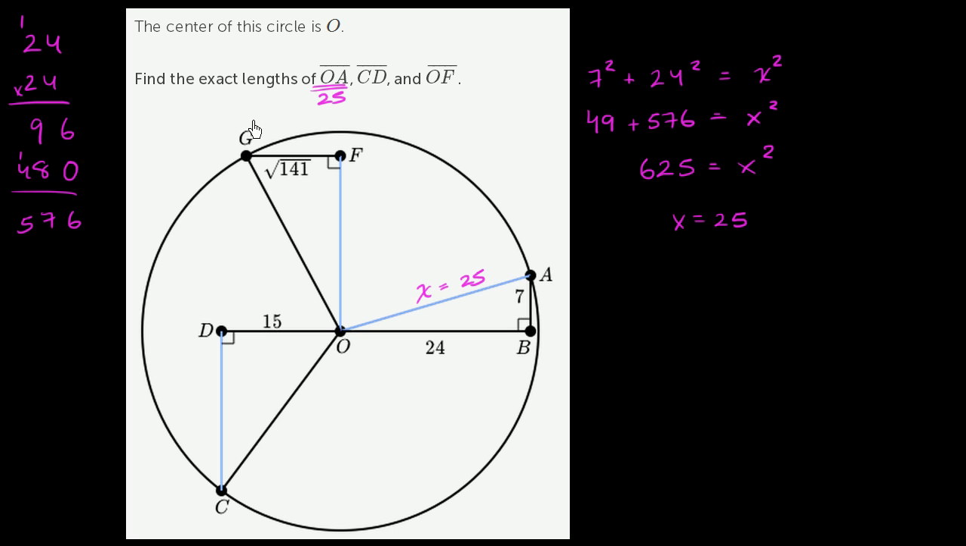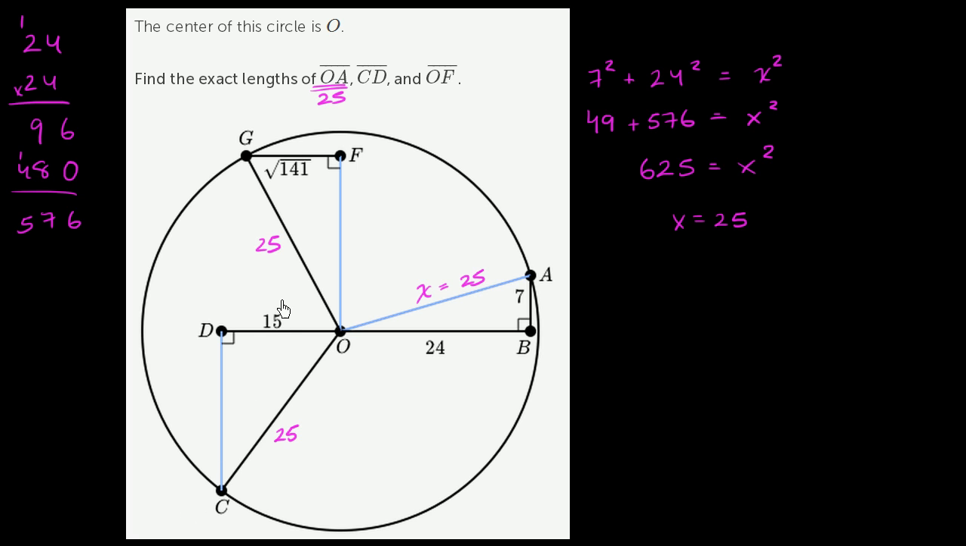So the exact length of OA is equal to 25. Now, how can we use that information to figure out this other stuff? Well, all of these other right triangles have hypotenuses that are a radius of the circle, and so is OA. OA is a radius, OG is a radius, OC is a radius of the circle. We just figured out that the radius of the circle is 25. So OG is going to be 25, and OC is going to be 25 as well.